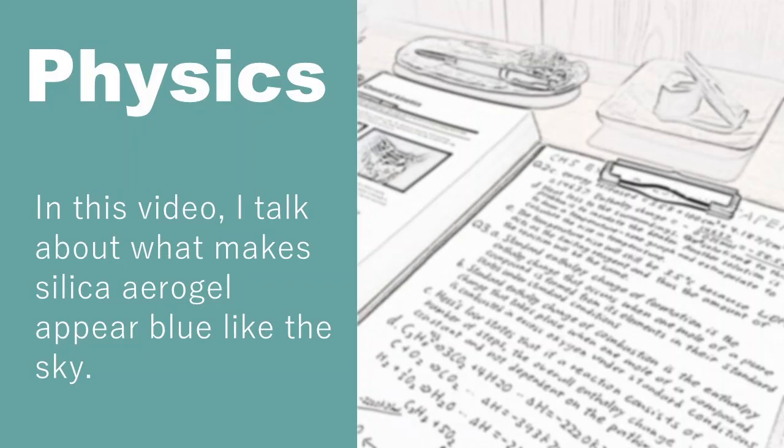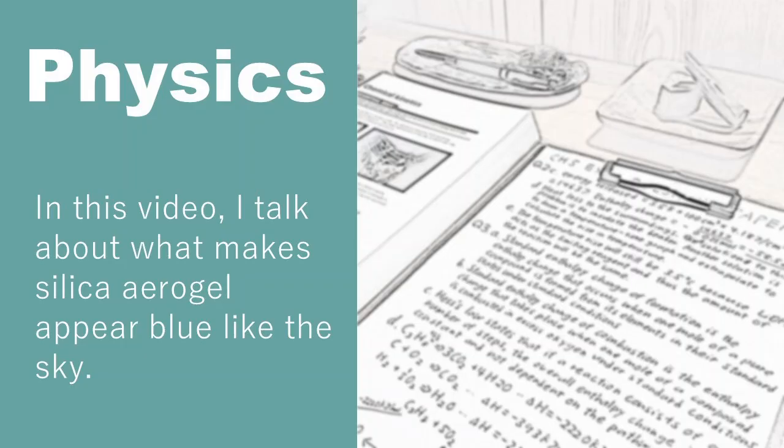Look at the picture again. Doesn't that blue color of the aerogel resemble the color of the sky? Indeed, what makes silica aerogel appear blue is Rayleigh scattering, which causes the sky to look blue. Rayleigh scattering refers to the fact that shorter wavelengths of light get scattered more upon hitting molecules like O2 and N2 than longer wavelengths of light. I don't understand why this happens, but I'm not going deeper into that here.